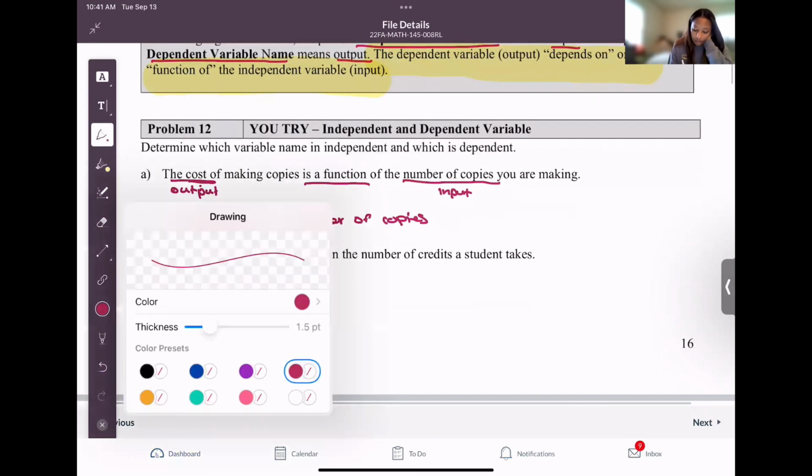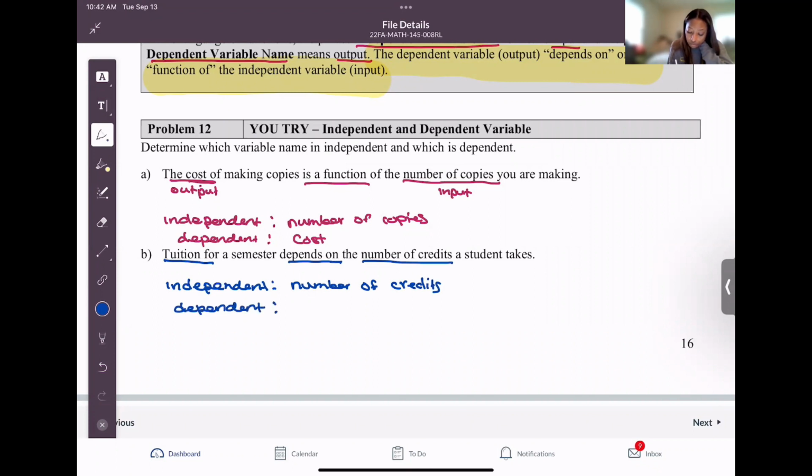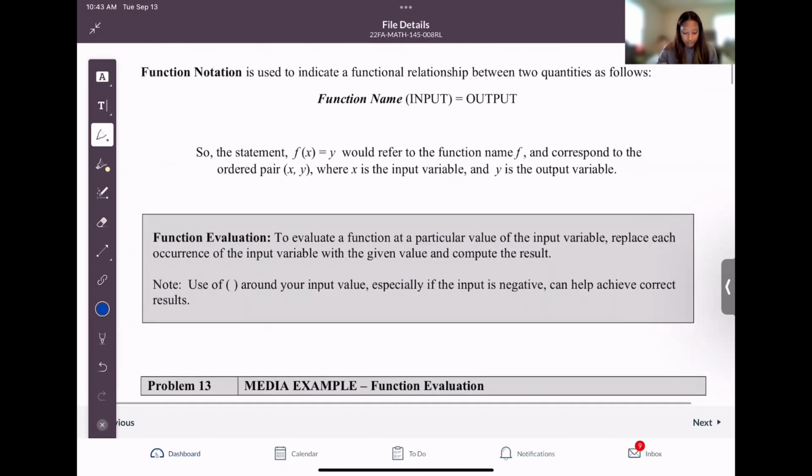For part B, the tuition for a semester depends on the number of credits the student takes. Okay, so tuition depends on number of credits. That means that the independent variable is the number of credits, and the dependent variable would then be the cost of tuition. So if you know how many credits you're taking, then you can use that to calculate what the tuition would be.